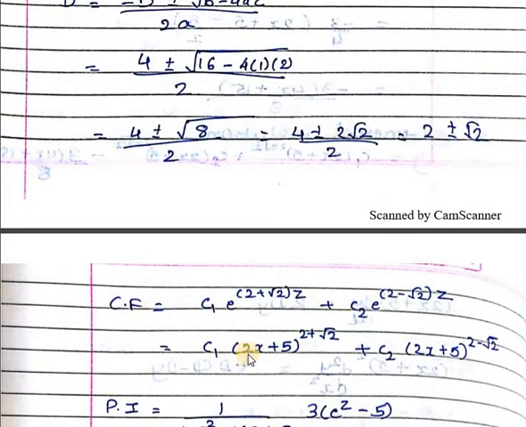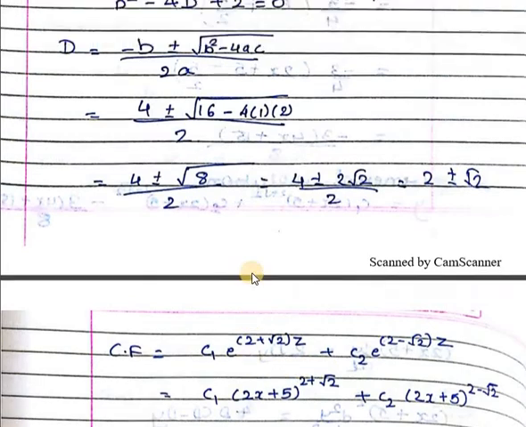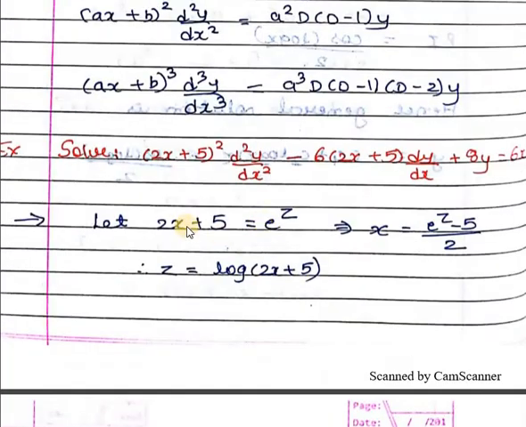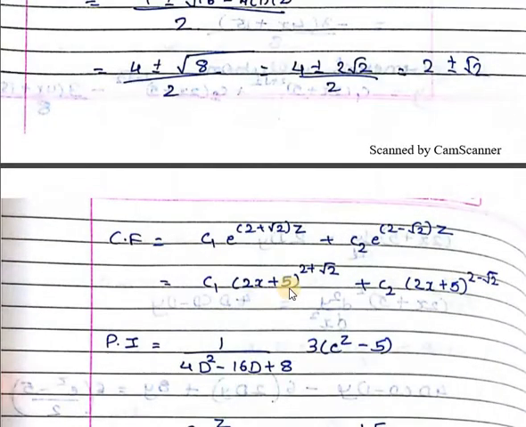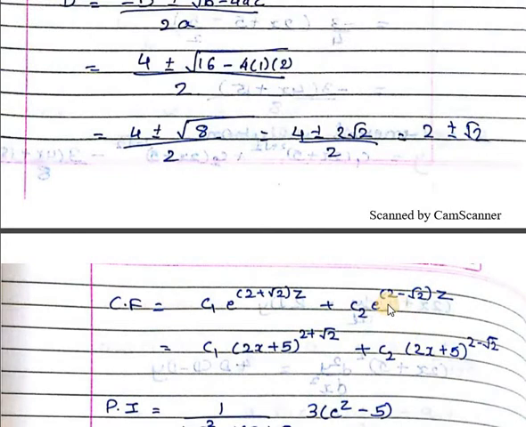Therefore this can be written as C1 (2x+5)^(2+√2) + C2 (2x+5)^(2−√2), because this can be written as (e^z)^(2+√2). Now we know that e^z is 2x + 5. So here, replacing e^z by 2x + 5. Same way, here this will be (e^z)^(2−√2), so it will be (2x+5)^(2−√2). So this is our answer of CF.